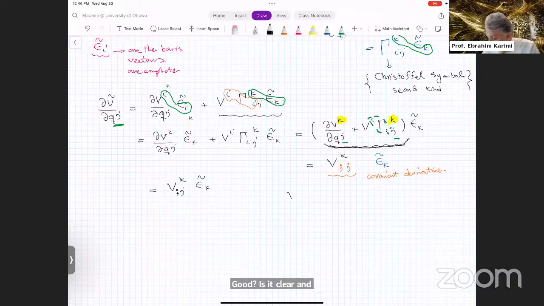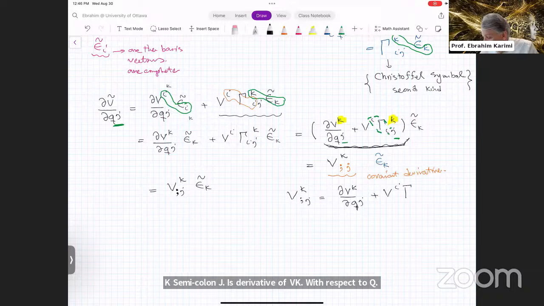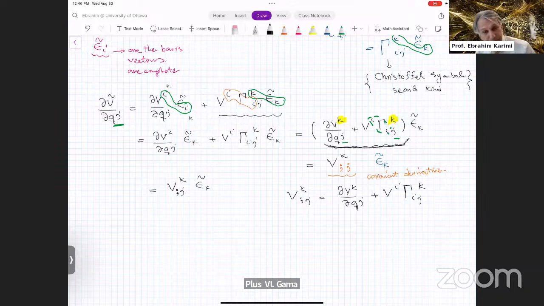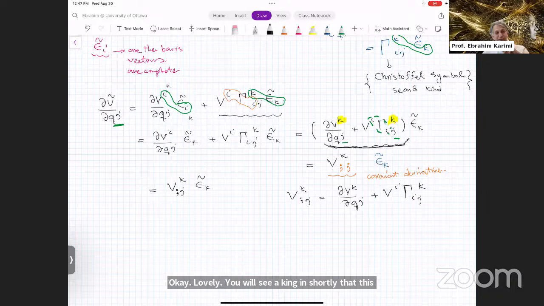Vk semicolon J is the derivative of Vk with respect to Qj plus Vi gamma Ijk. Okay? Lovely. And you will see shortly that this is really important. Of course, it may be a strange notation to you, why people call it this way. Well, this is the notation that people use, but it is very, very useful. So far, so good. Okay, any question?